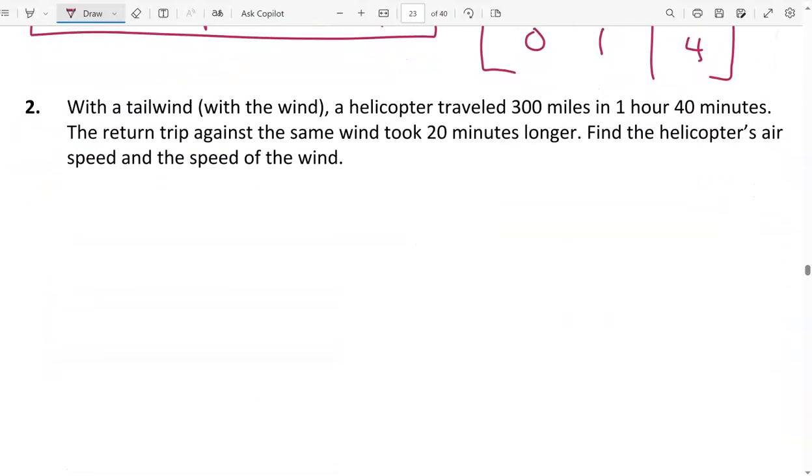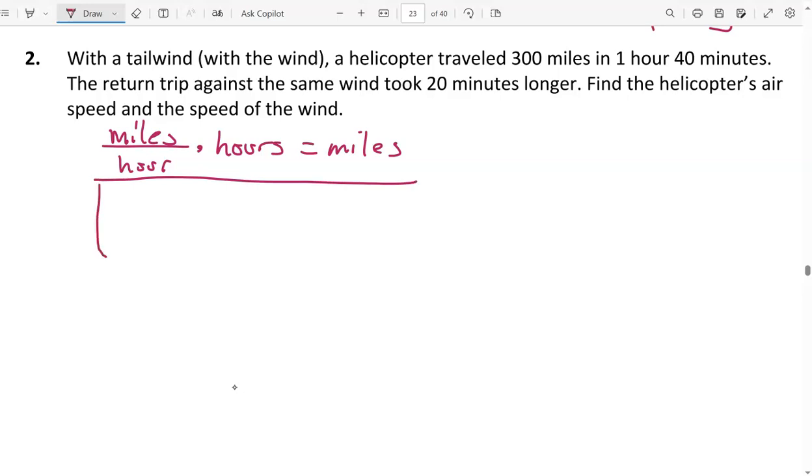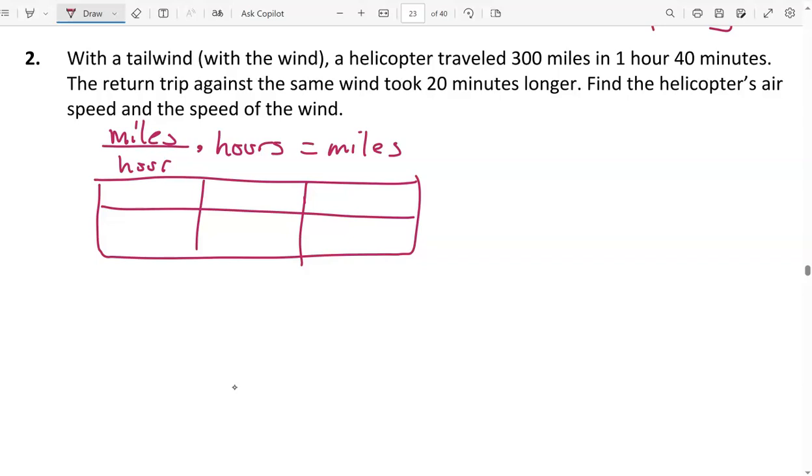All right, let's take a look at number 2. Similar problem. This is a tailwind headwind problem. We're flying in the air. However, the process is really the same. So this is going to be a distance, rate, time problem. We have miles per hour are the units of the rate, and that will be multiplied by hours, and the result will be measured in miles. So that's going to help us organize our information. And we have a first trip that involves a tailwind, and then the second trip which involves the headwind.